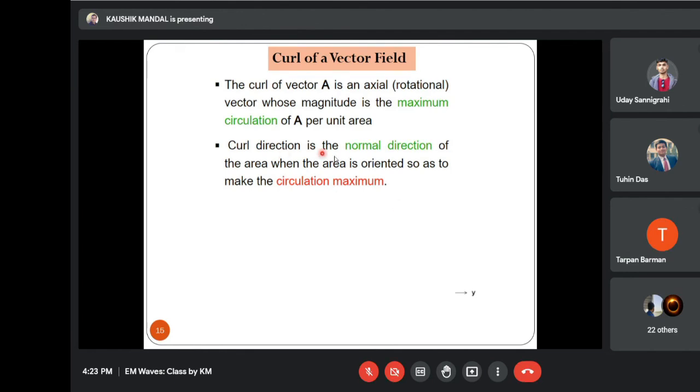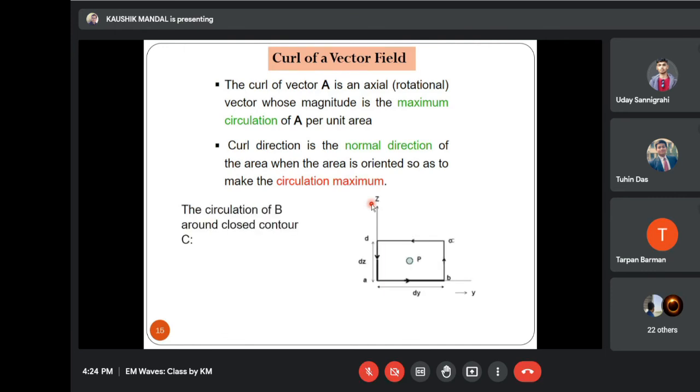Now, what about the curl direction? It is mainly the normal direction of the area. When we find the curl from x to y, the curl will be directed along the normal of the corresponding surface. X, Y, Z. Okay. In that case, we have considered this figure in a Cartesian coordinate system. This is the y-axis, this is the z-axis. So the increment is dy, this increment is dz.